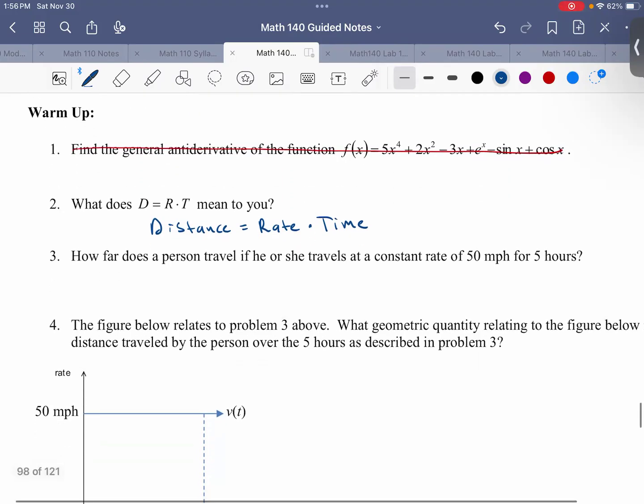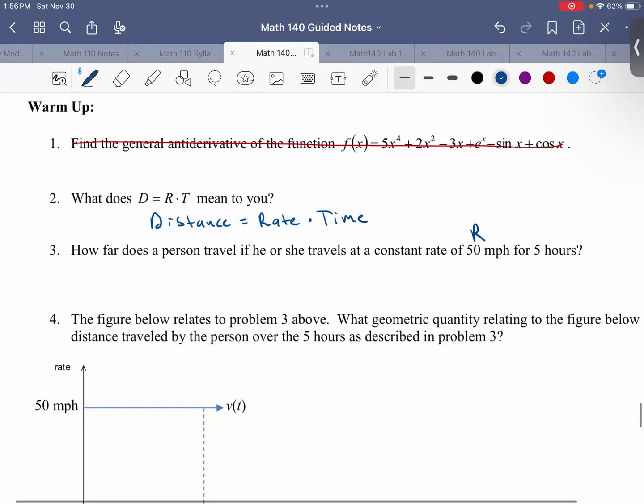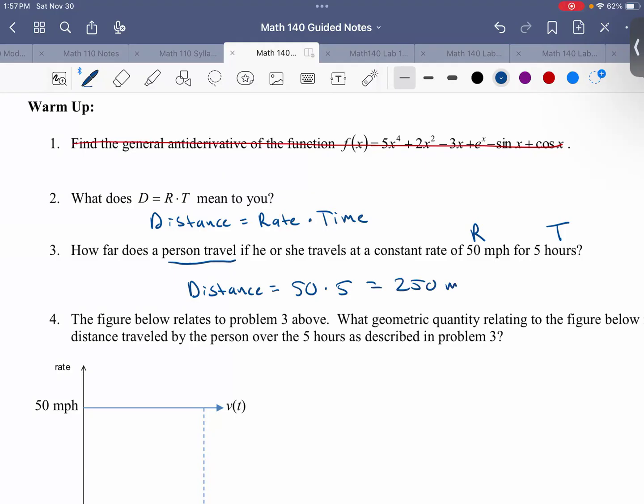So how far does a person travel if he or she travels at a constant rate of 50 miles an hour for 5 hours? So we have a rate and a time. We want to find how far a person traveled. So our distance would be 50 miles an hour times 5 hours, and that's 250 miles.